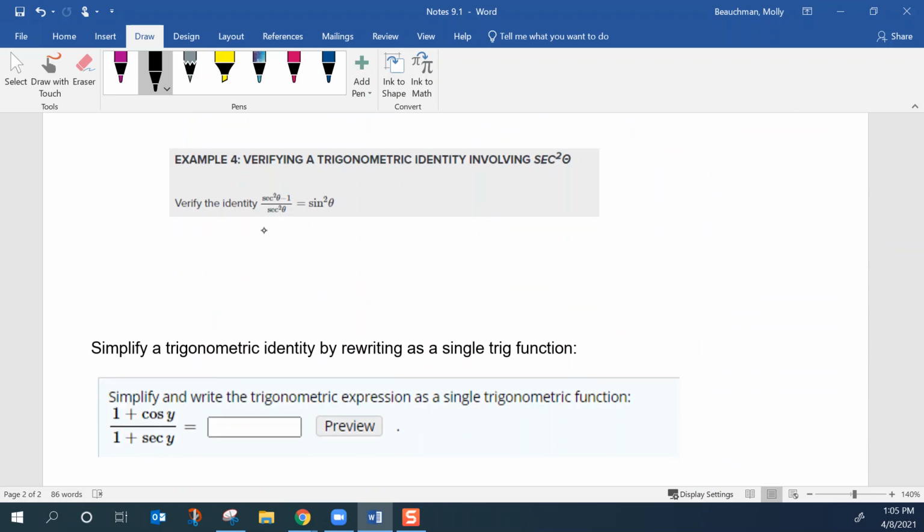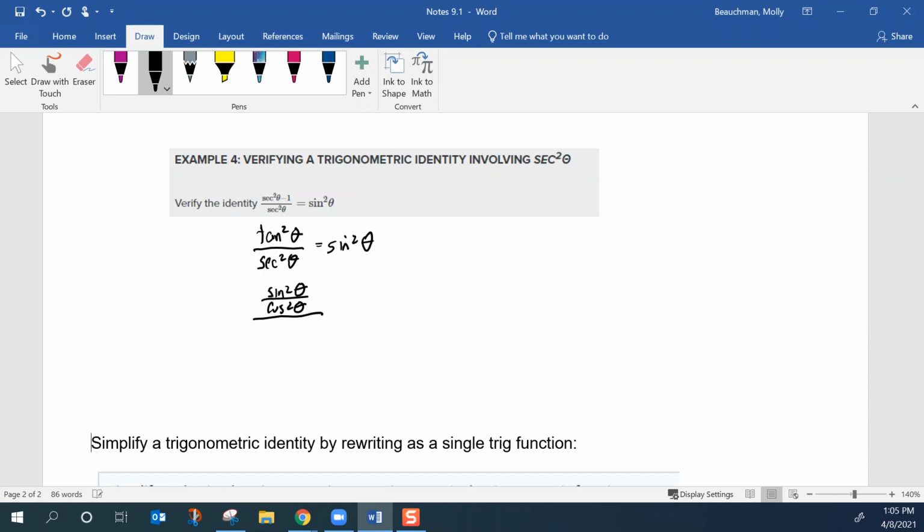So we could have tangent squared substitute in the numerator over the secant squared. And we want to show that that equals the sine squared. Well, we can rewrite tangent and secant in terms of sine and cosine. So the next step would be to write tangent as sine squared over the cosine squared, divided by secant squared. Secant squared is 1 divided by the cosine squared.